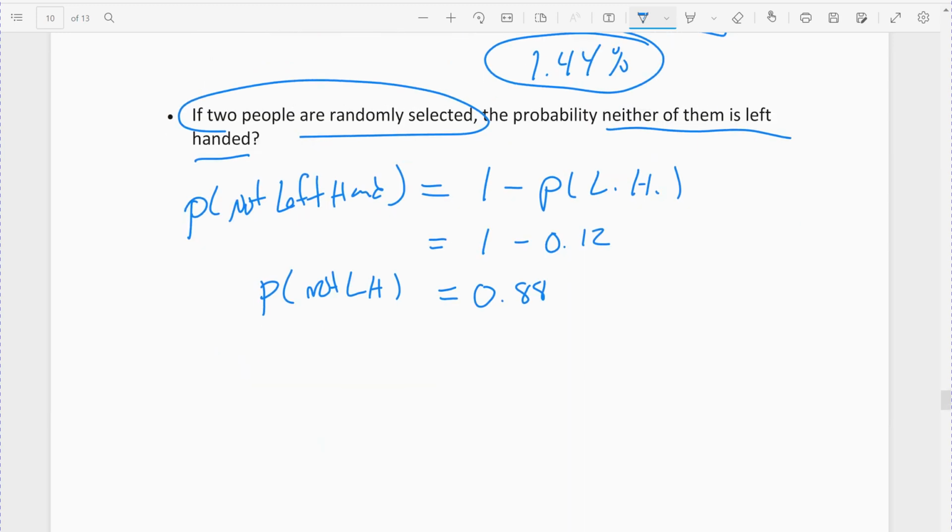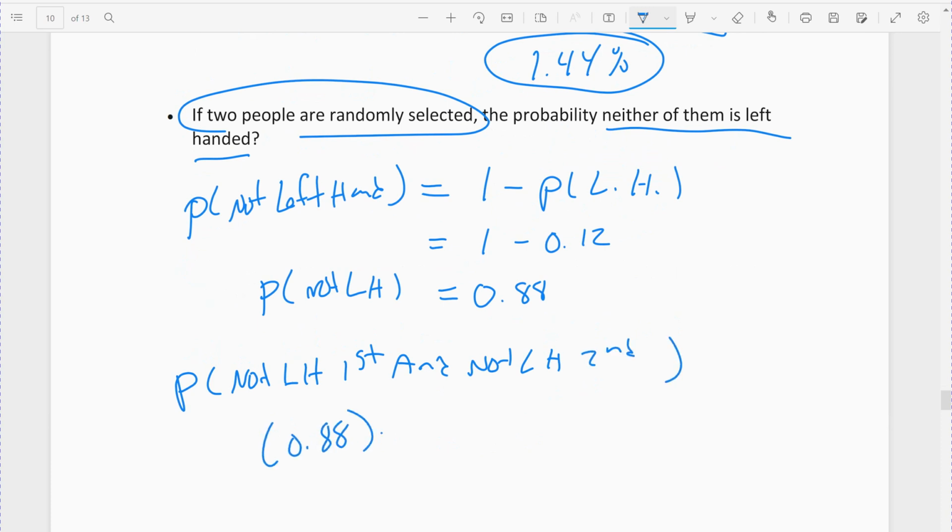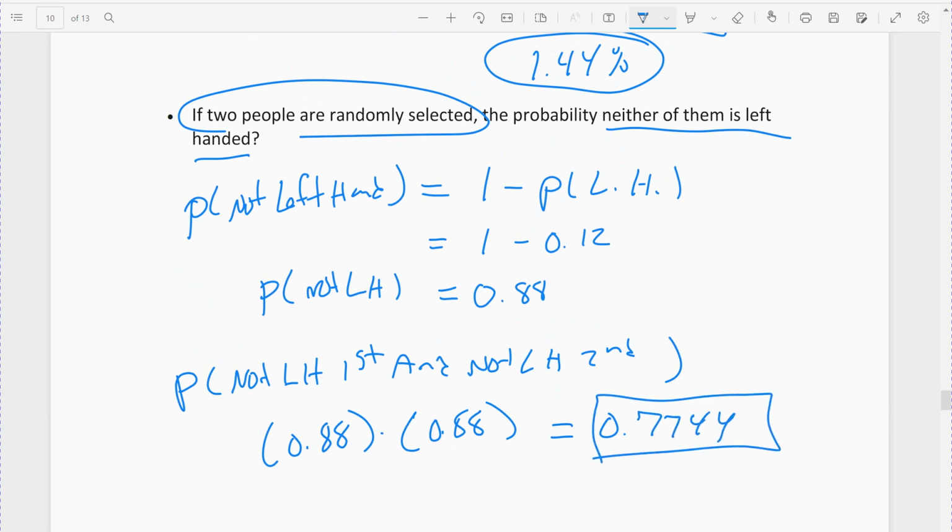Alright, 12% are, 88% are. So what's the chance if I go out in the street and pick 2 people, they're not left-handed. So not left-handed, person 1, and not left-handed, the second person. Alright, well, 88% chance the first person is not left-handed, and an 88% chance the second person is not left-handed. Comes out 0.7744. Again, in 4 decimal places, so better odds, right? If you go out into the street and randomly select 2 people, you have about a 77% chance of picking 2 people that are right-handed, because they're a lot more common than left-handed.